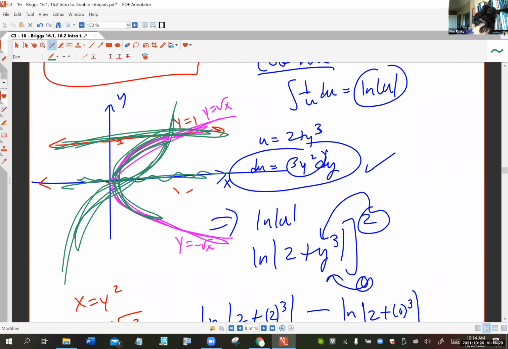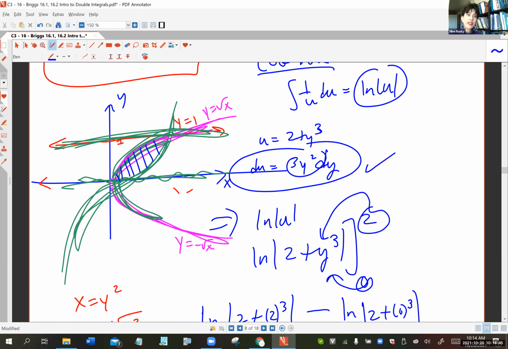All 4 are fences. So what do I shade in? Where is my vegetable garden? And I claim it's right in here. That's it. That's the region of integration. And you always want to shade it in on a quiz or exam because I'm going to ask you to.